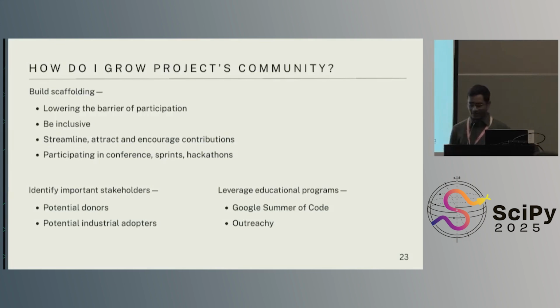I have laid this out into terms like you should be able to build scaffolding. There should be a low barrier for participation. If someone is coming to a project, they should not be intimidated by how they can participate and contribute to your project. This basically means you have a fully updated contributor and maintainers guide, and you need to be as inclusive as possible.